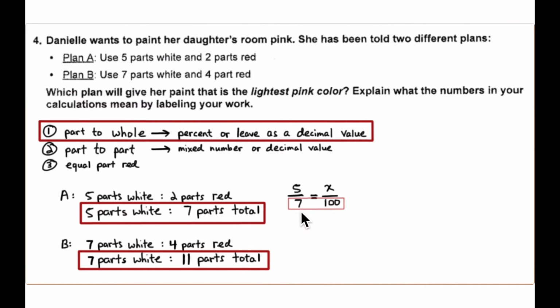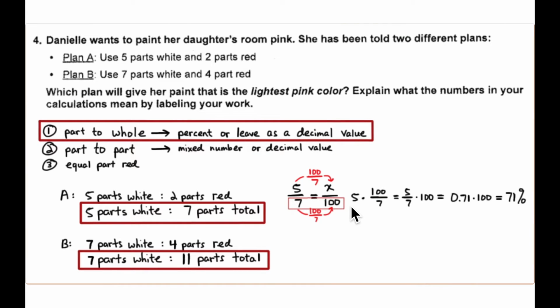So it's 5/7. So this is going to be 100/7 as much. So 100/7 times this 7 total parts. You also have to multiply the white parts by 100/7. So 100/7 times the white part. That's going to give you how much per 100, which is percent. So you can use this calculation right here.